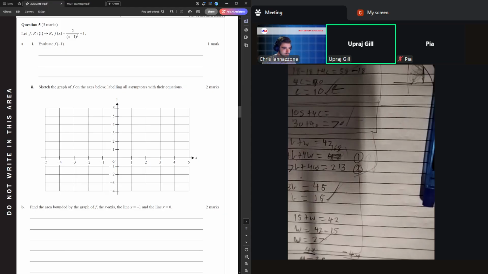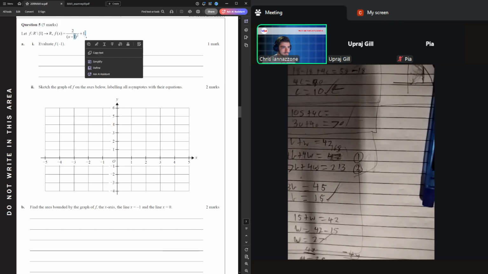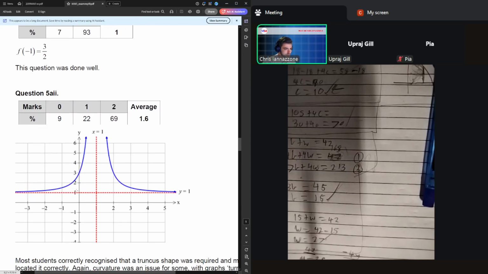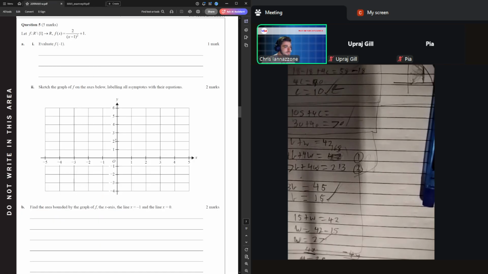Is it just a normal one? We don't really need to factor the dilation because there's no other graph here. But I think horizontal asymptote at y is equal to 1, vertical asymptote at x is equal to 1, and you just draw the truncus across those asymptotes. Yeah, precisely. Pointing upwards specifically is what you're looking for, and you want to give a y-axis intercept for that. But otherwise, yeah, that's all. Nice.